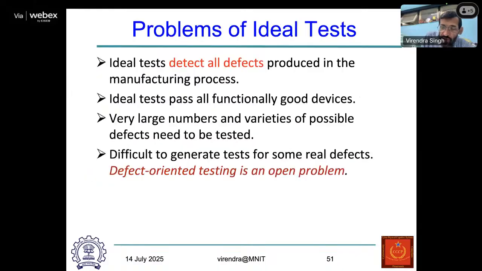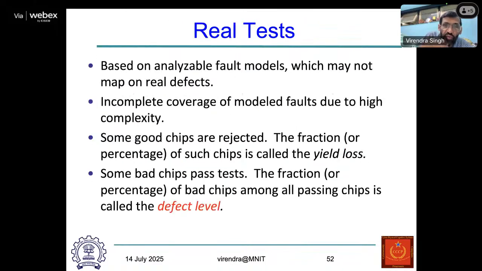So now these are the ideal test. Now in real test, what do we do? We cannot develop the test for each and every possible defect. Rather, we make a model of the defects, of how defects manifest themselves in terms of logical malfunctioning of the chip, that we call a fault. So now we make a model of the defects that can manifest as a fault, or the incorrect operation.